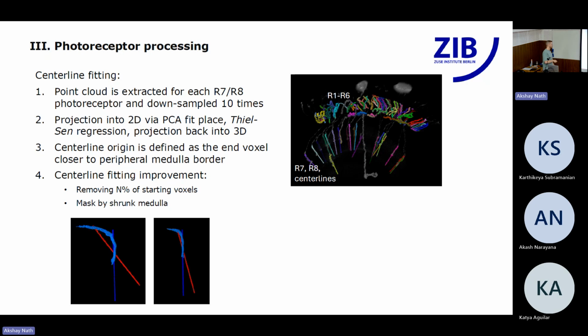In order to get rid of this and improve center line fitting, we implemented two mechanisms. The first one is that we remove some percentage of the starting voxels of each point cloud, let's say 10 to 20% here. Or we can additionally shrink the medulla, which is the brain region here. We can erode it and use it as a mask, so we would mask out this part, depending on how many voxels we shrink it by. You can see the red one is the fitting without any of these improvement mechanisms, and the blue one is after. So much better.